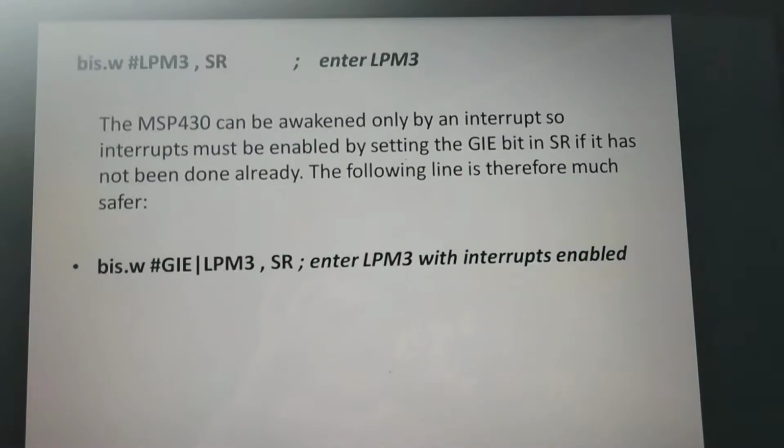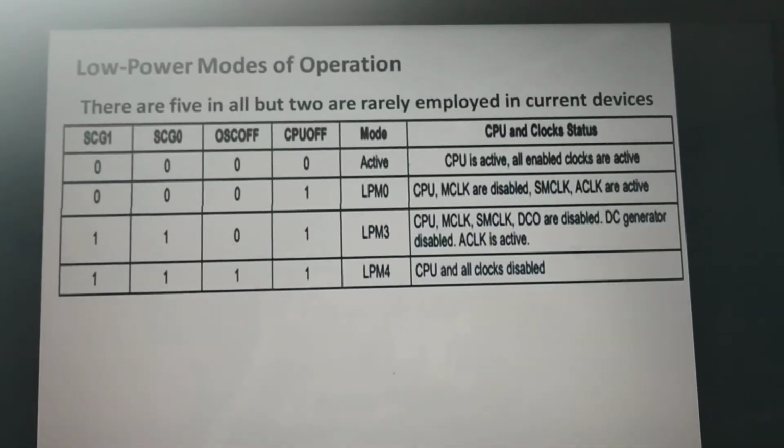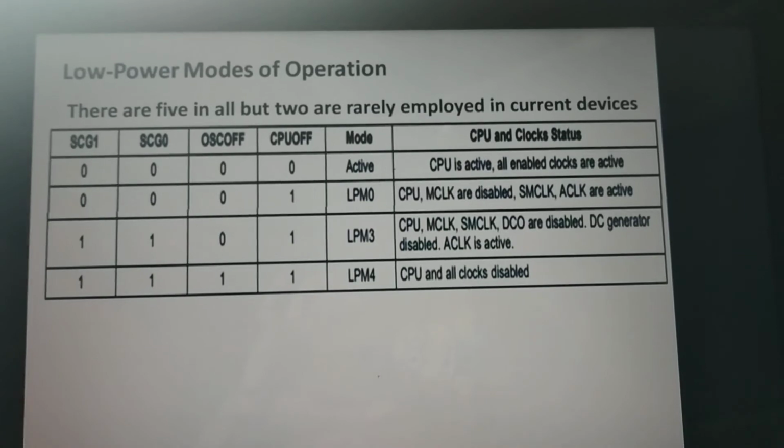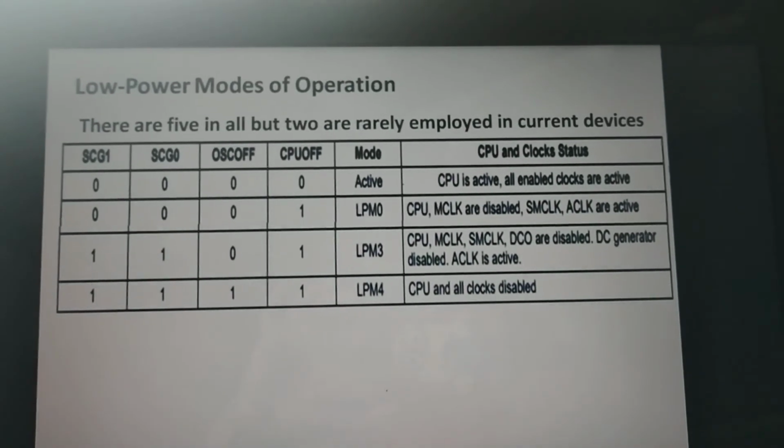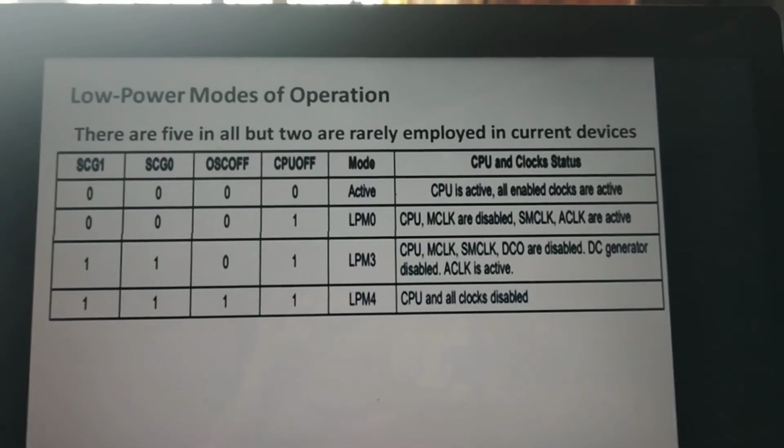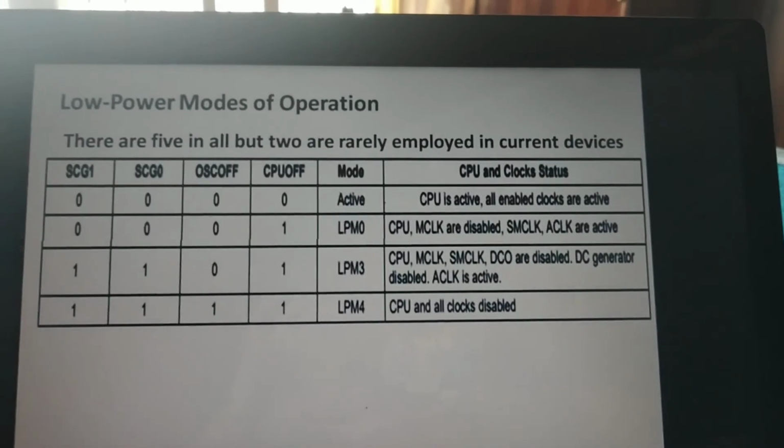So if you look at the bits, all the bits related to the low power modes become 1. That is OSC off is 1, CPU off is 1, SCG0 is 1, and SCG1 is also 1.